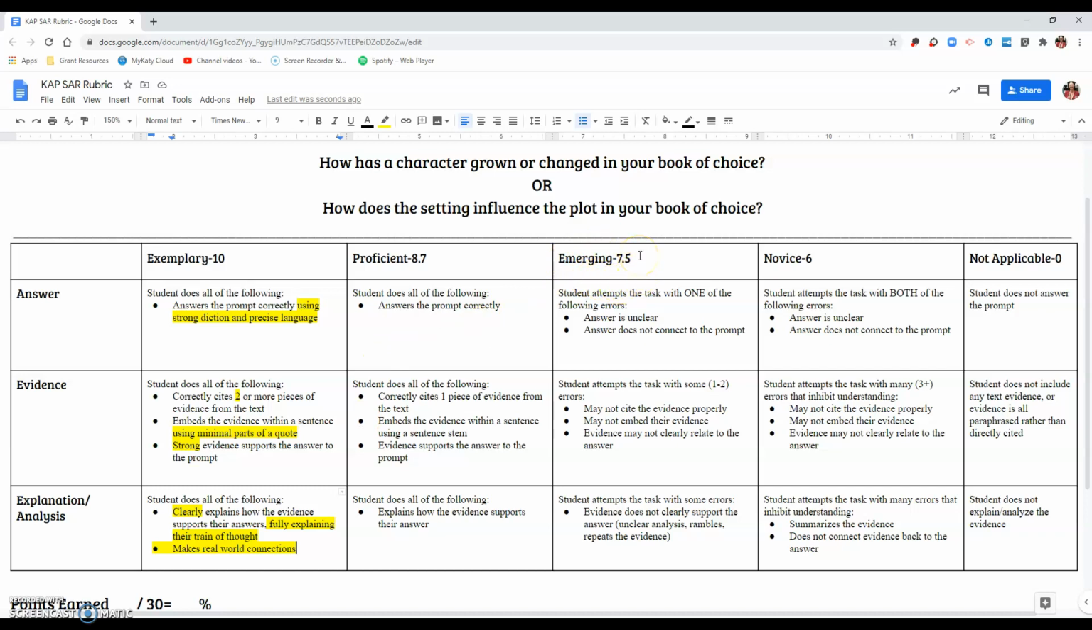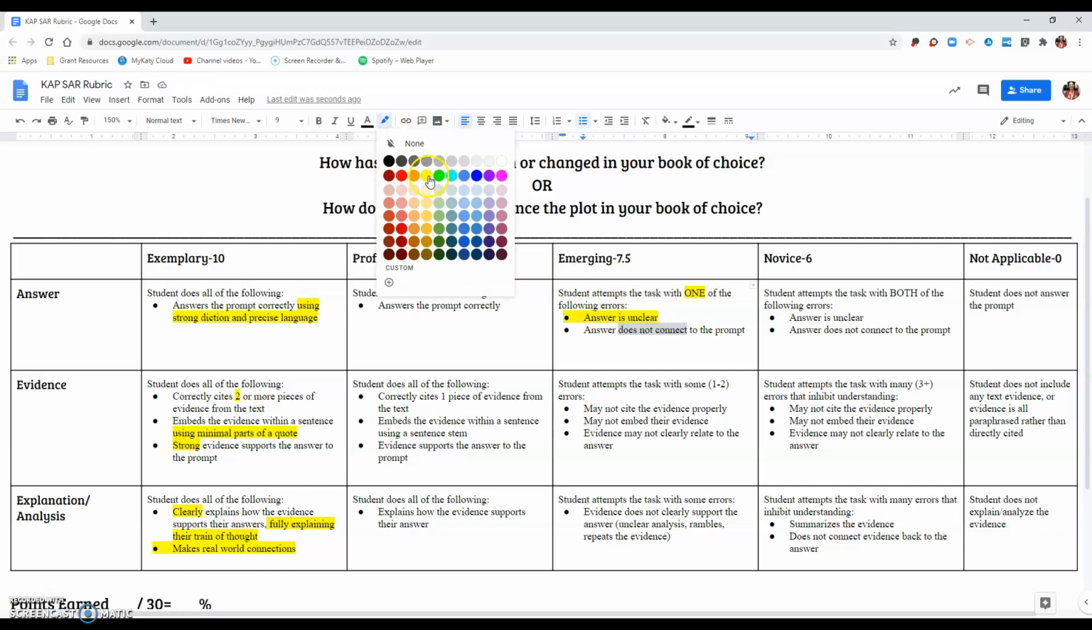Emerging is almost to proficient, but not quite there. Maybe you need just a little bit more help to get to proficient, but you're on your way. Let's look at the difference between emerging and proficient. So here are the two biggest differences. That the answer is unclear, or, because notice that it's only one of the following errors, okay? Or, your answer doesn't connect to the prompt. You didn't really answer the question.